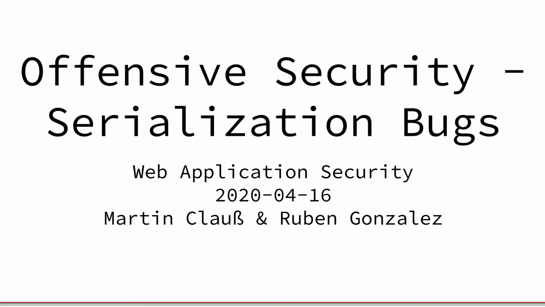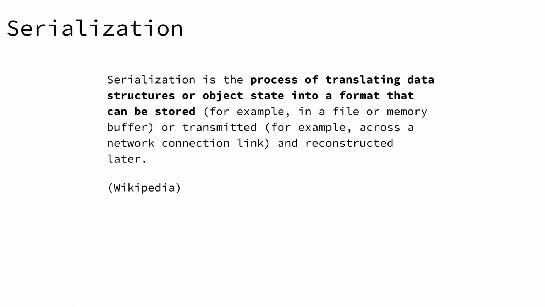Okay, so new topic. We're gonna look at serialization bugs. And to do that, I first want to introduce serialization, because some of you might not know what that is. Well, serialization is the process of translating data structures and object states into a format that can be stored or transferred over the network, for example.